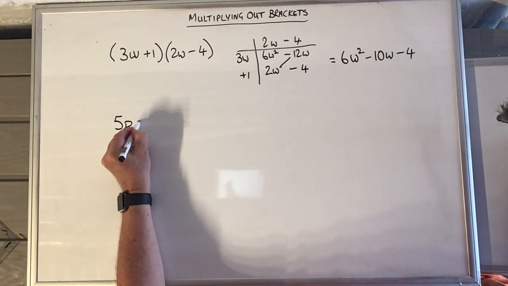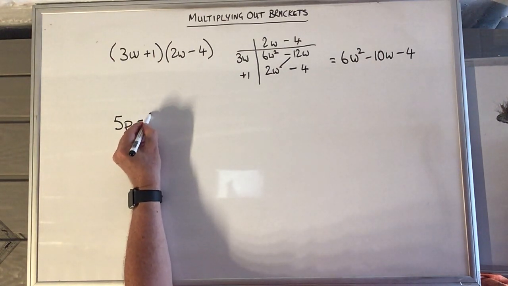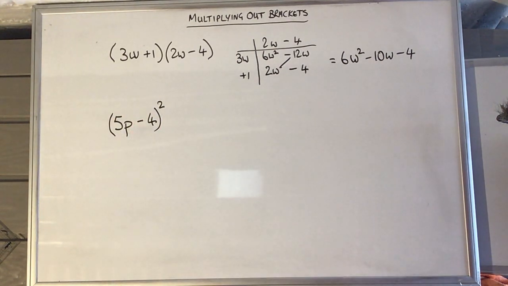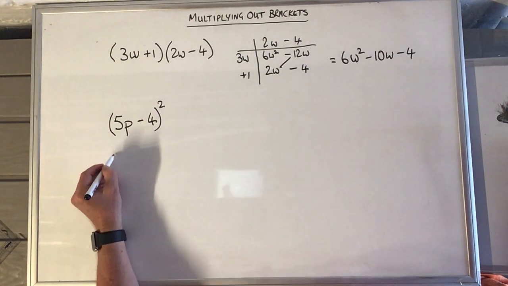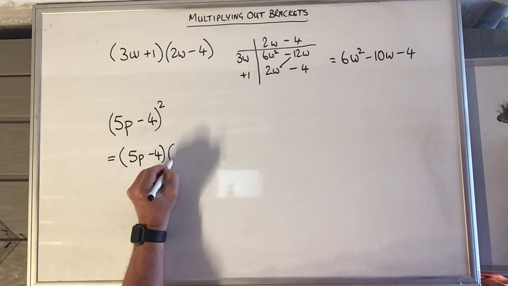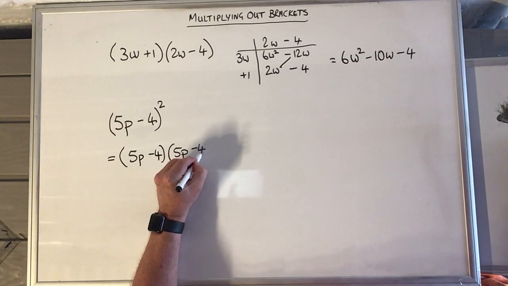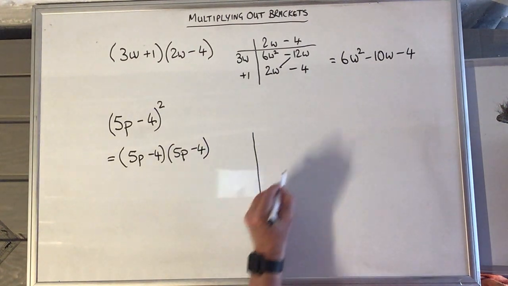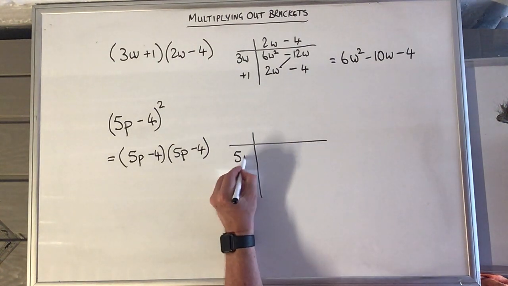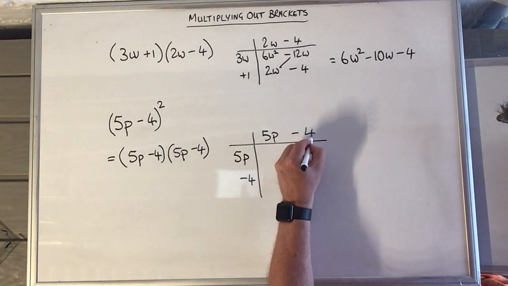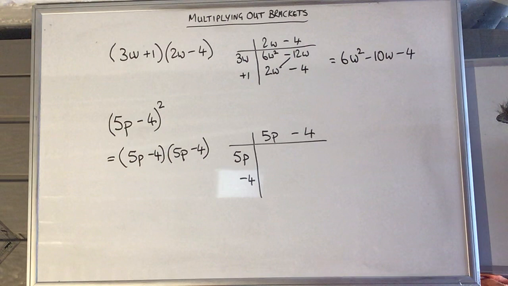Do one more. 5p minus 4 squared. So multiplying that out, again you've got to remember that's two brackets. So we've got 5p minus 4, 5p minus 4. And we just multiply it out. So here's my grid. 5p minus 4, and another 5p minus 4. And we've got to multiply it all out.